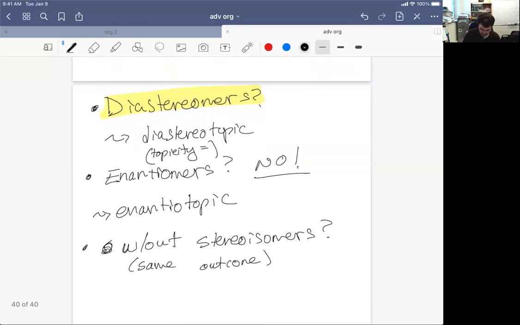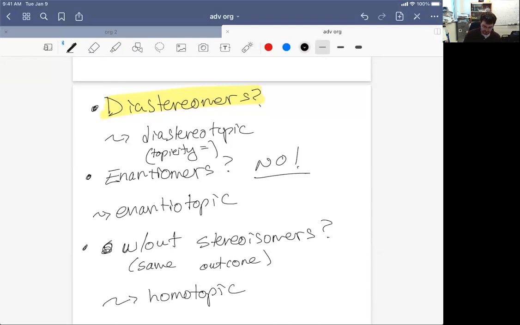Without stereoisomers, or the same outcome, we say homotopic. So those are the three possibilities: diastereotopic, enantiotopic, and homotopic. Okay, now identifying that and labeling them will give you insight as to whether or not the two groups that you replace with the test groups are going to be in different chemical environments by NMR.